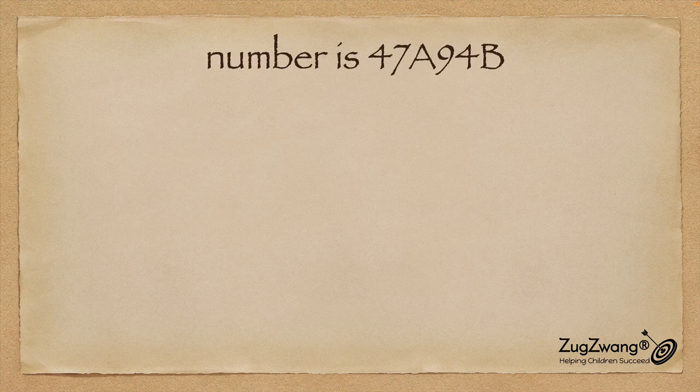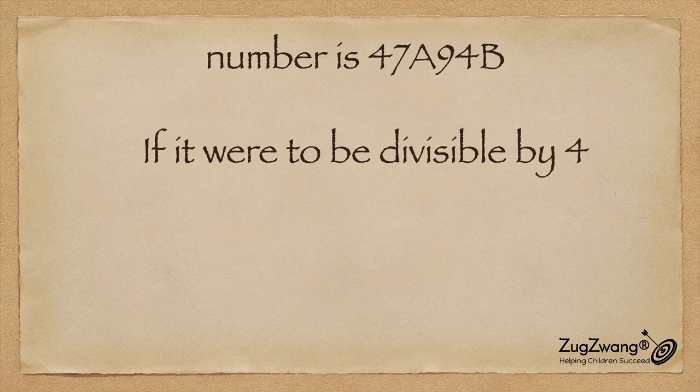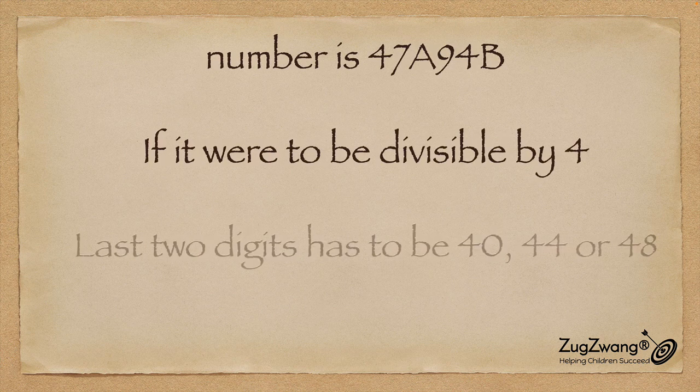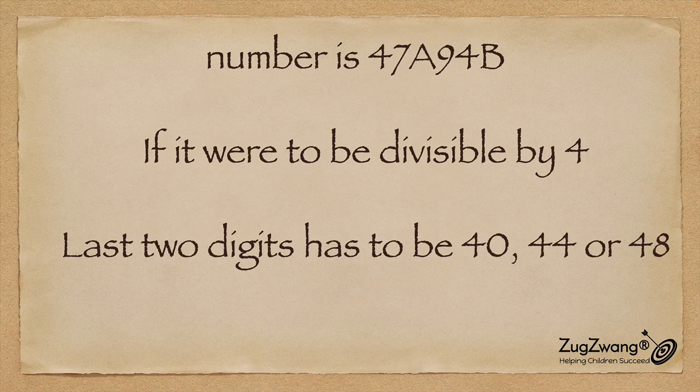Now let's take the same number and think about the divisibility test by 4. The last 2 digits need to be divisible by 4 for a number to be divisible by 4, which means it has to be either 40, 44, or 48. I've eliminated 2, I've eliminated 6 as possibilities for B, but B can still be 0, 4, or 8.